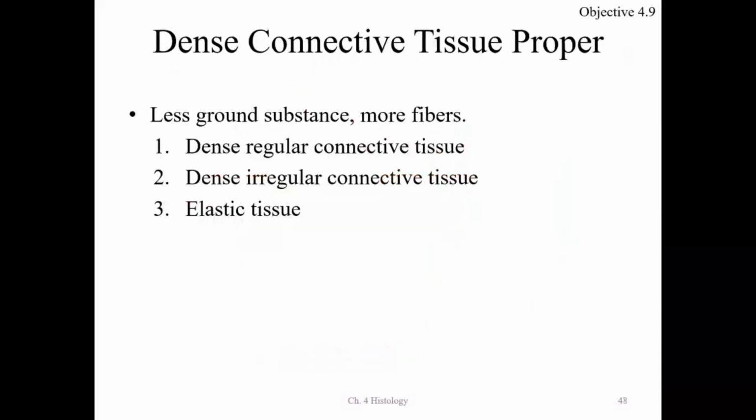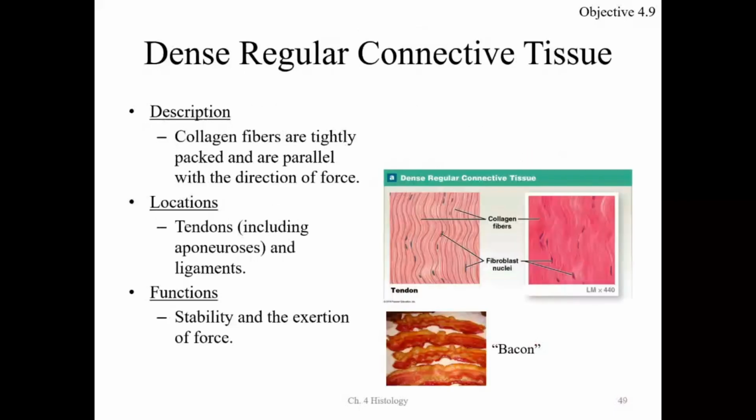Now, the dense regular connective tissue proper is going to be less ground substance, more fibers. So we're going to be looking for very fibrous stuff. All of these things are going to be quite fibrous, depending on whether the fibers go in the same direction or different directions. Dense regular, the fibers are densely packed and they go in the same direction, regular. Dense irregular, the fibers are densely packed but they don't go in the same direction. And elastic, it's going to have elastic fibers. These are going to be highly fibrous, okay?